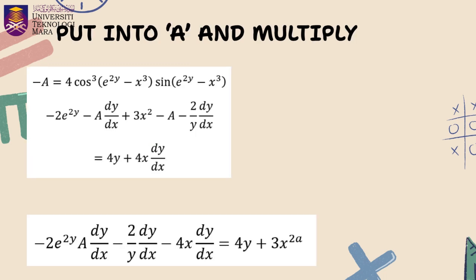Next, we put 4 cos to the power of 3 bracket e to the power of 2y minus x to the power of 3, sine bracket e to the power of 2y minus x to the power of 3, into negative a. Multiplying them, we can get negative 2e to the power of 2y a dy/dx plus 3x to the power of 2 a, minus 2 over y dy/dx equals 4y plus 4x dy/dx. We group dy/dx together and it becomes negative 2e to the power of 2y a dy/dx minus 2 over y dy/dx minus 4x dy/dx equals 4y plus 3x to the power of 2 a.